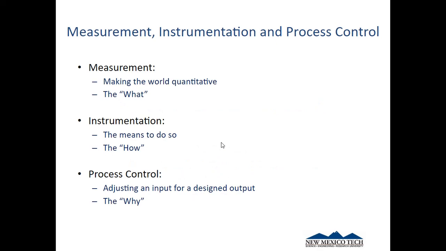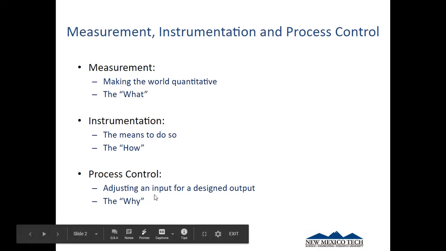The course itself has the measurement, the instrumentation, and the process control. I put up here "making the world quantitative," meaning when you're a little kid, you say this one's bigger than this other one, or this car is faster than another one. But as you get older and advance through your engineering career, it's better to have some numbers to associate with that. In order to do that, we have to take measurements. In order to take measurements, we have to have some sort of instrumentation. So it's the how. How do we take measurements? How do we know something's bigger, faster, more flammable, whatever it is? And then finally, why do we care?